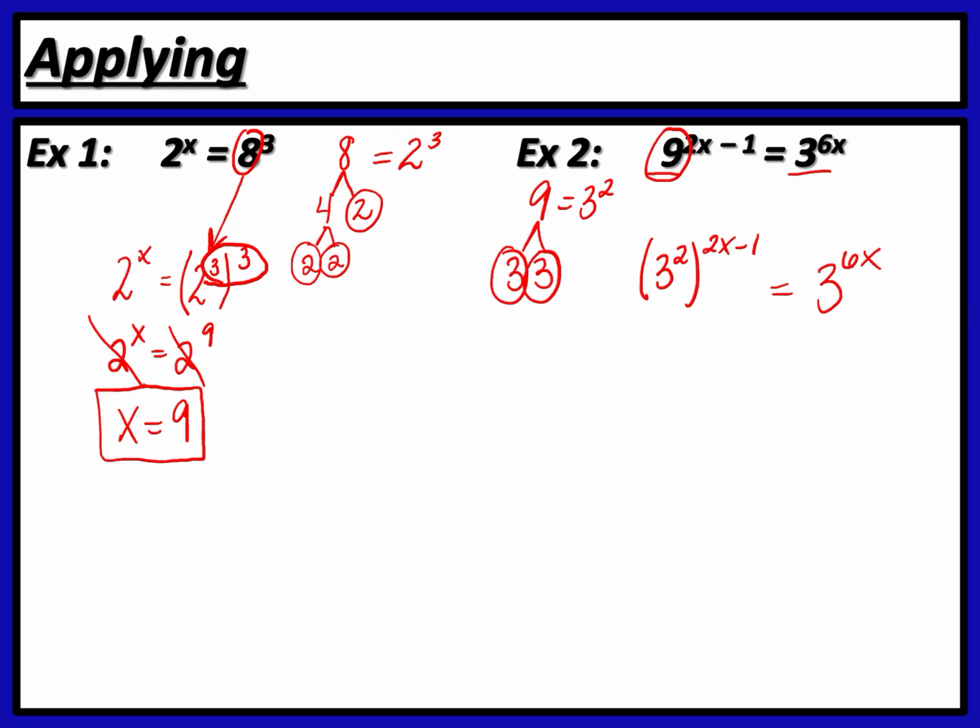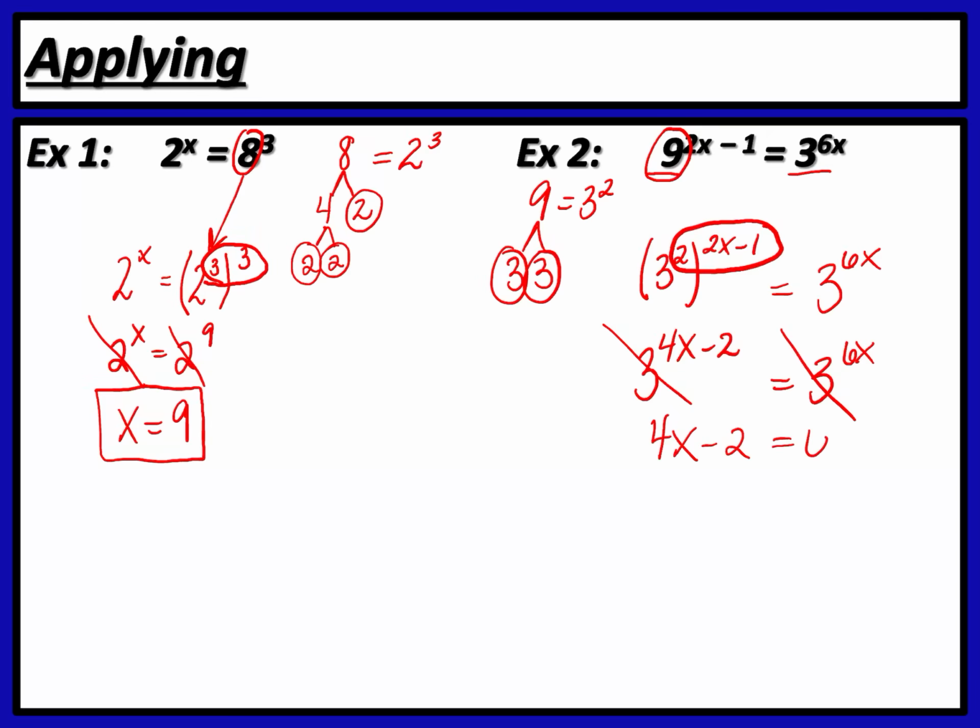Again, we've created a power to a power situation, so we're going to distribute this time. So it's going to be 3 to the 4x minus 2 equals 3 to the 6x. You see we have a base of 3 and a base of 3, so we can get rid of those and make an equation out of our exponents. We do have to do a little solving for this one.